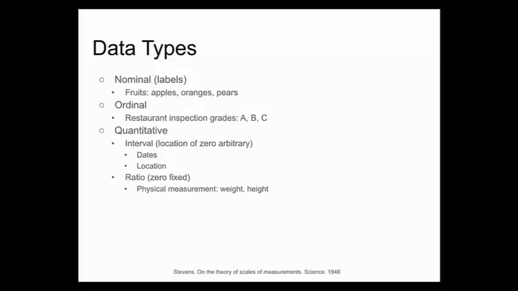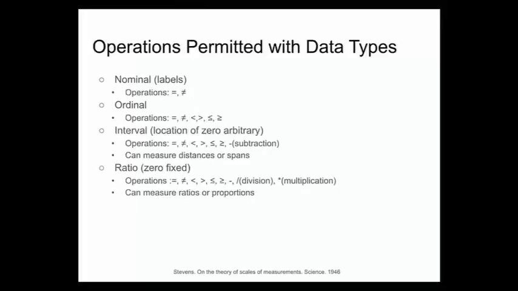If you ever have trouble thinking about what type of data you have, because sometimes it can be a little unclear, a really great way to identify that is to think about the operations that are permitted with the data type. For example, with nominal variables or labels, all you can do is say this is equal to that. So apple is equal to apple, but apple isn't equal to orange, and you can't subtract an apple from an orange. So this is really just meant to be a reference if you're ever confused about what type of data you have: think about the operations that you can do with that variable.